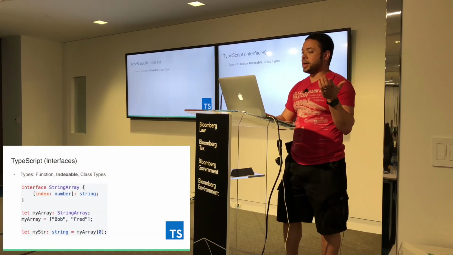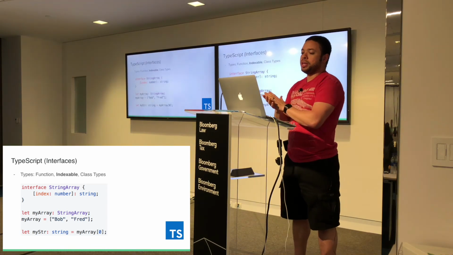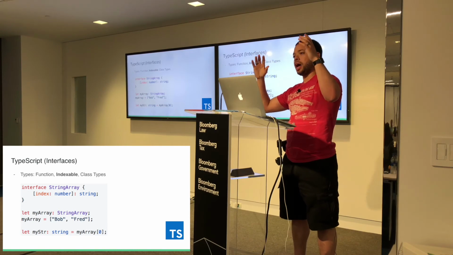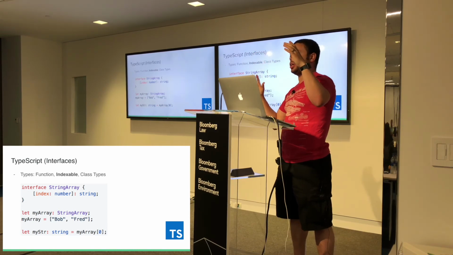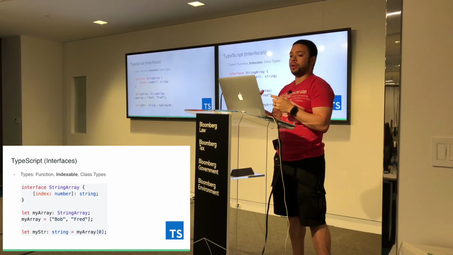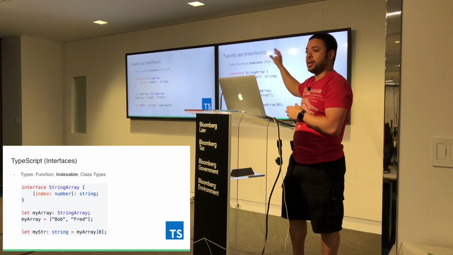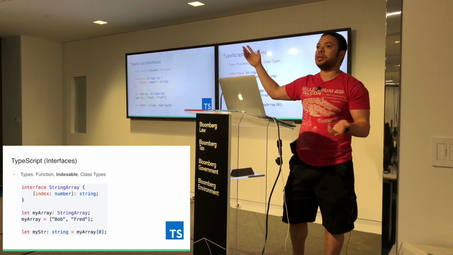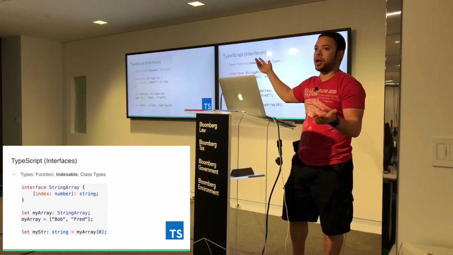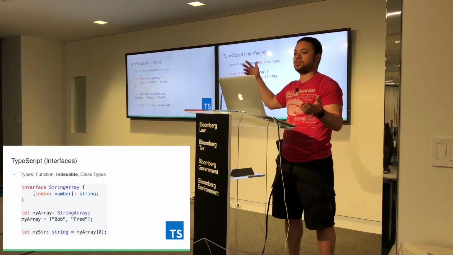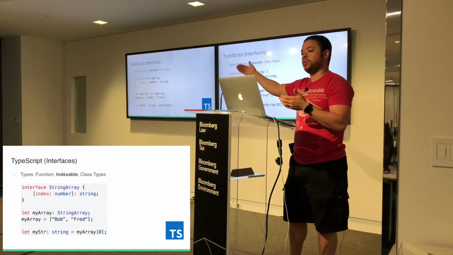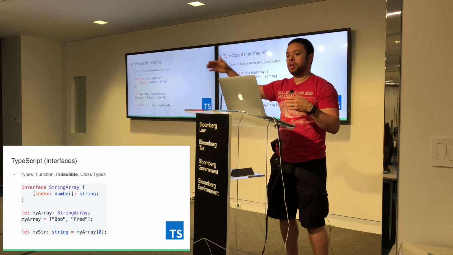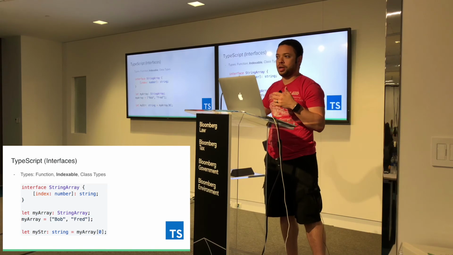We have indexable types, and basically what that allows you to do is constrain what a JSON object looks like. So what this is saying is that we have an index that is a number. So what object has an index that's a number? An array, right? So that's why this is an interface string array. And then the value, afterward, is the string. So we're asserting that the index is a number and that the value is a string.